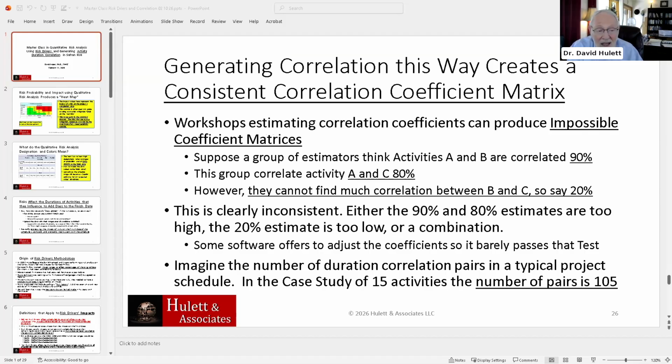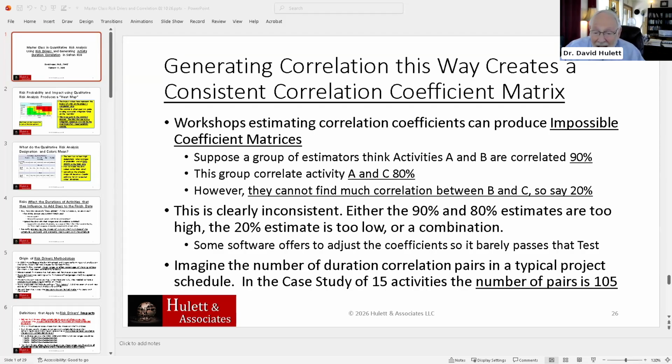So for instance, say a group of estimators think activity A and activity B are correlated 90%. They all say that A and C are correlated 80%. However, sitting in the same room, the same people cannot find much correlation between B and C. So they say 20% for that. Now, you will immediately say, wait a minute, if these are pretty high, 90% and 80%, then B and C have got to be correlated more than 20%. Come on. Or if you really think B and C are not correlated, how the dickens did you get them both correlated with A at these high levels?